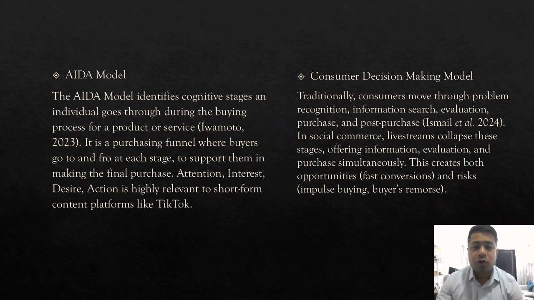Moving on, we will look into the consumer decision-making model. Traditionally, consumers move through problem recognition, information search, evaluation, purchase, and post-purchase. In social commerce, live streams collapse these stages, offering information, evaluation, and purchase simultaneously.